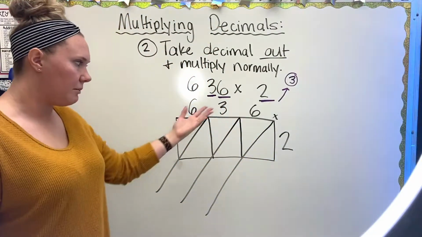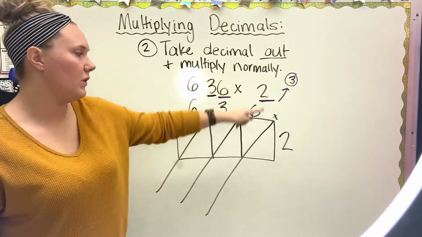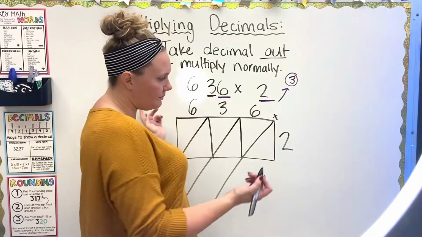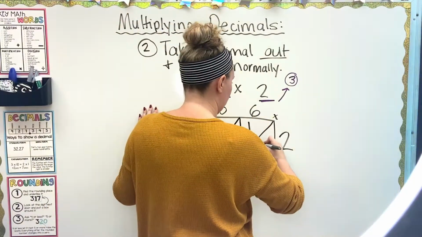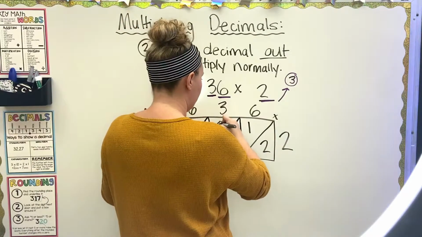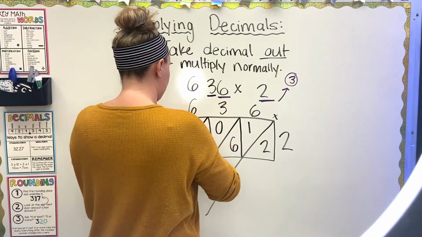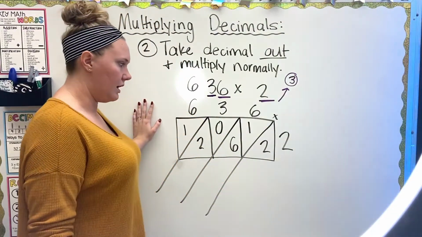So, got my lattice box drawn. Now I'm just going to multiply as normal. So 6 times 2, well, I know that's 12. Let's see, 3 times 2, that would be 6. And 6 times 2, again, we already said that was 12. So now I've done my lattice.